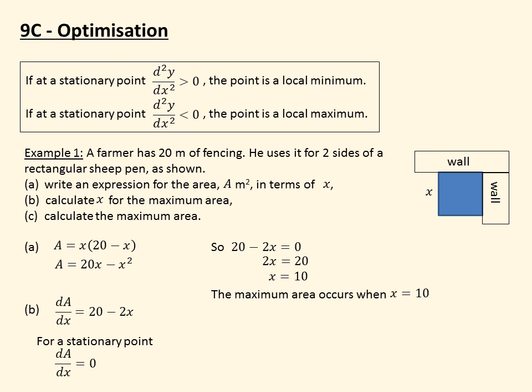In part C, we're asked to find what this maximum area is. We can just put this value of X equals 10 back into the expression we found in part A. We can find that the maximum area is 100 square metres.